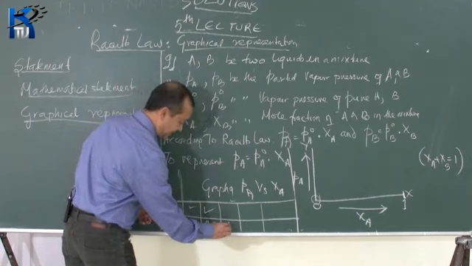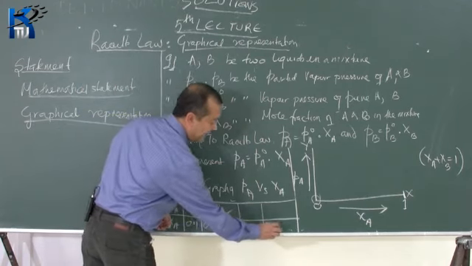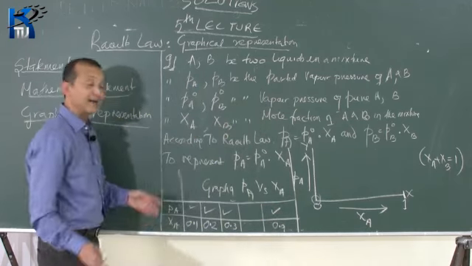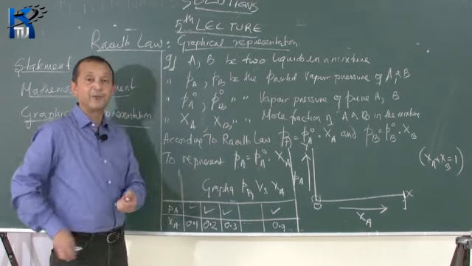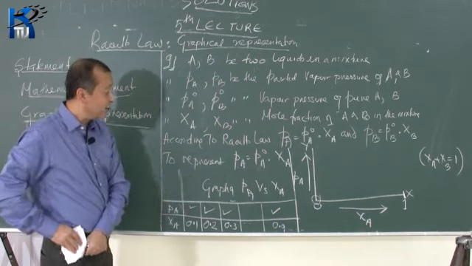Change the mole fraction of A to 0.3 and find out how much that is. This way, you take the mole fraction of A as, say, 0.9 and find out how much PA is. Now that is how you plot in a graph, right?